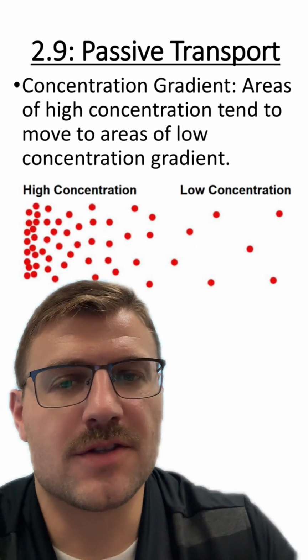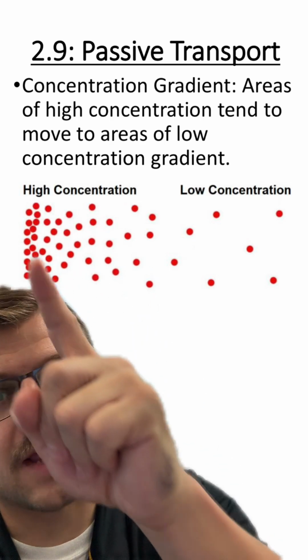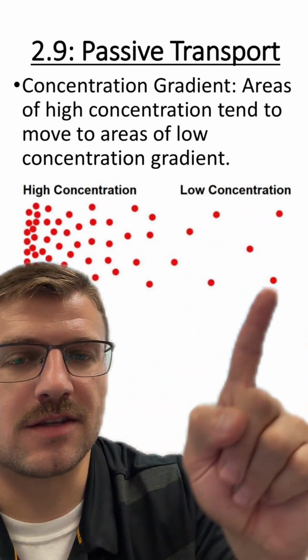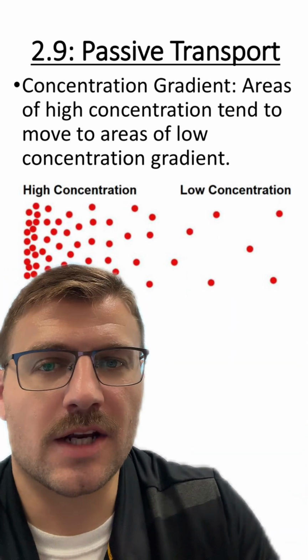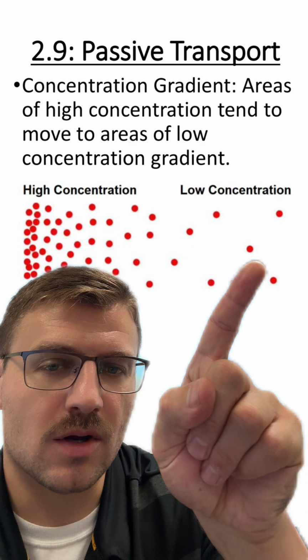Think about concentration as how many things are in a certain area. For instance, there is a higher concentration of these red dots in this location compared with this location. The concentration gradient tends to move from areas of high concentration to low concentration.